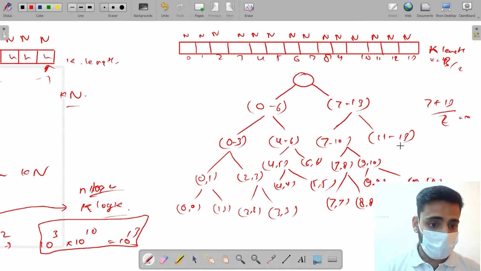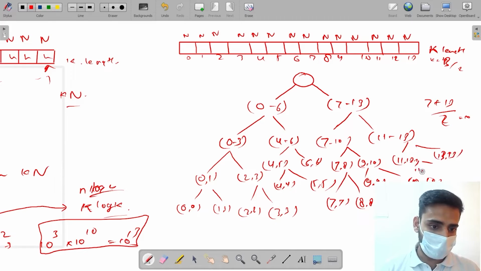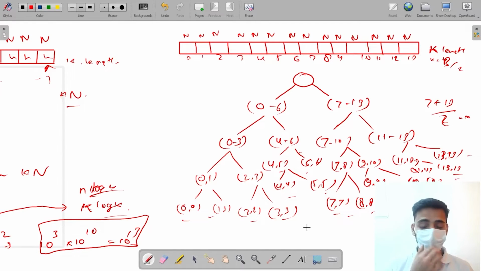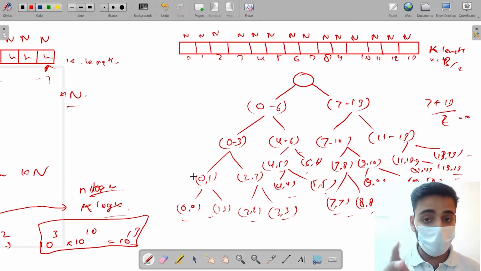Let's talk about this 11 to 13. This will also break into two parts. 13 plus 11 is equal to 24, so the mid will be 12, then 11 to 12 this side, and 13 to 13 is this side. This also breaks into two parts, 11 and 11, and 13 and 13. So this is the complete divide. Now each list has a single value at the leaf node, so it's already sorted.